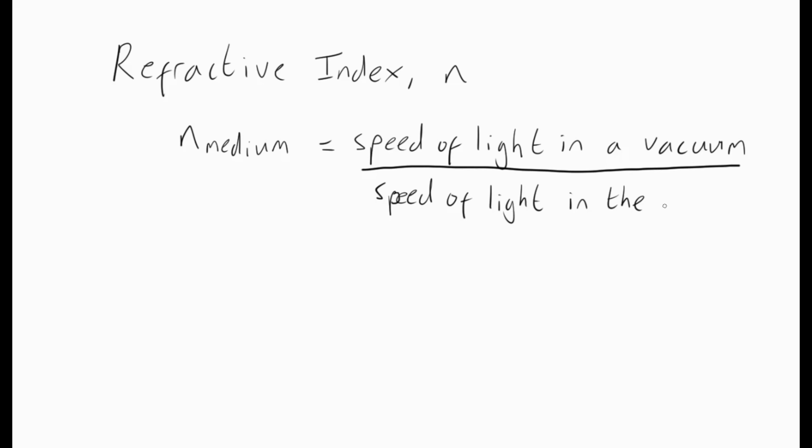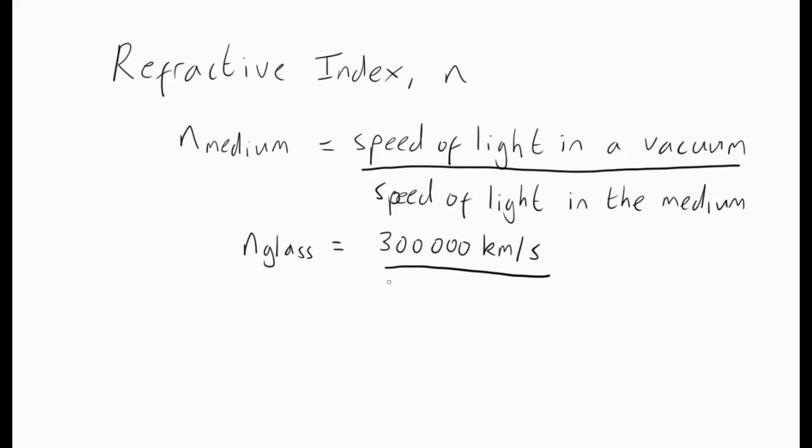So the medium could be water, the medium could be glass, for example. Let's use glass as an example. If we wanted to find the refractive index of glass, we would put the speed of light in a vacuum, which is 300,000 kilometers per second, very roughly, and we would divide that by the speed of light in glass. Now in glass it goes slower. It's actually about 200,000 kilometers per second. That would mean that the refractive index of glass would be equal to 1.5. Now there are no units there because the kilometers per second here have cancelled with the kilometers per second over there.